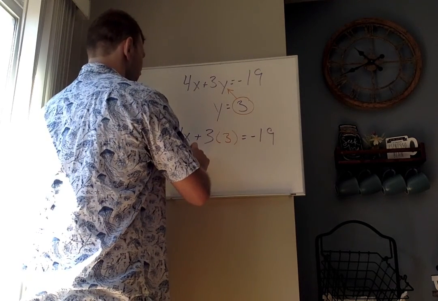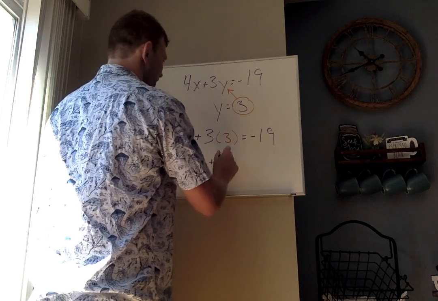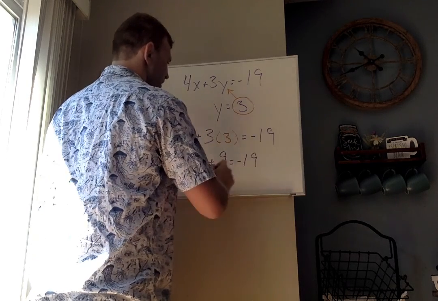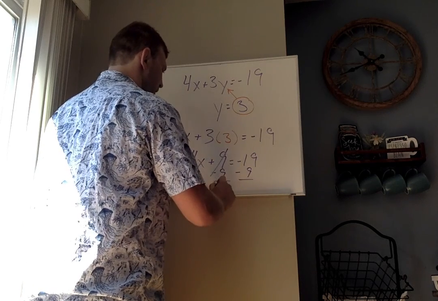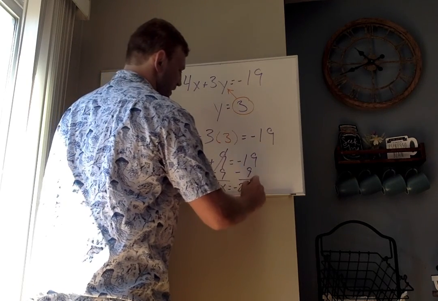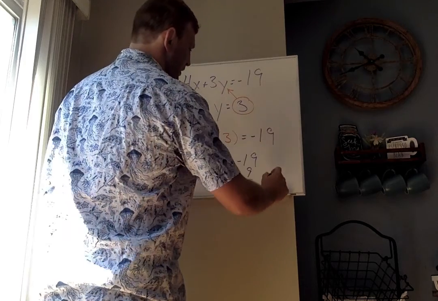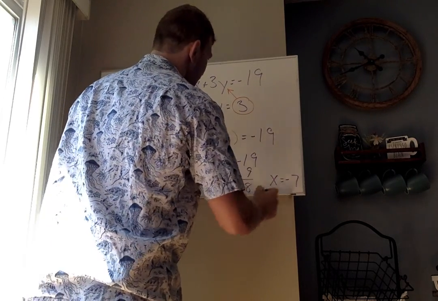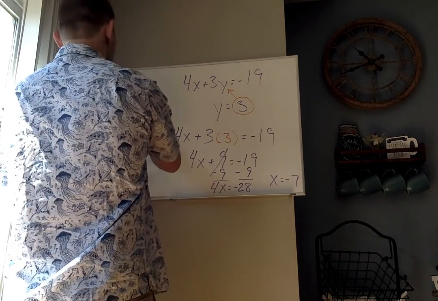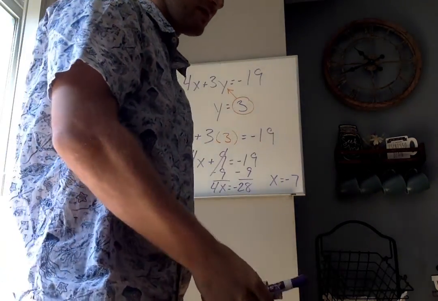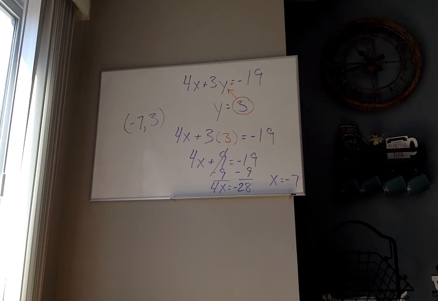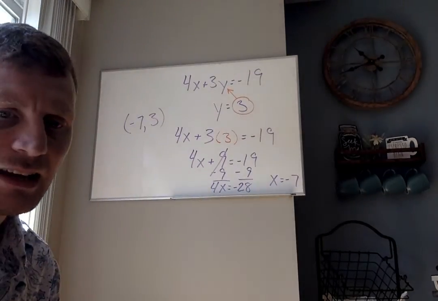I'm going to simplify here. So I have 4x plus 9 equals -19. Subtract my 9, and I'm going to have 4x equals -28. Divide by 4, and you get x equals -7. So my answer is -7, 3. As you can tell, there's a lot of work that goes into this, and there is a lot of space needed. So when you're doing these problems, make sure you plan out accordingly. So -7 and 3.